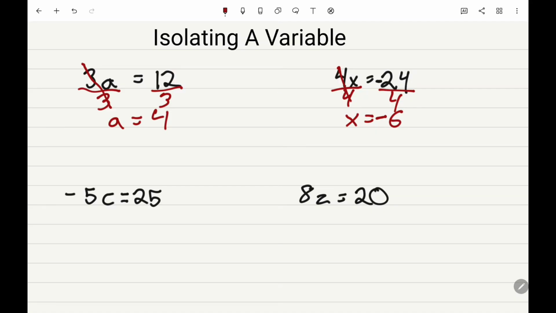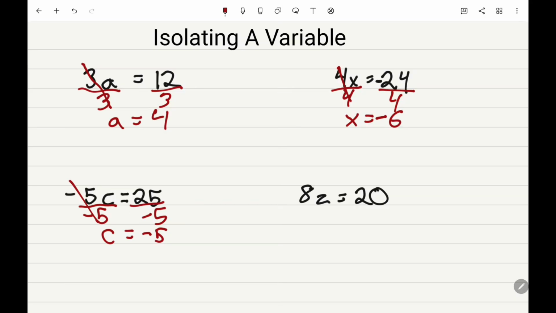Negative 5 times c equals 25. Same thing, to isolate the variable, since this is multiplication, we're going to go ahead and do division. So we're always going to divide by the coefficient, which is negative 5. So negative 5 divided by negative 5 is 1. So we have c is equal to 25 divided by 5, which is 5. And a positive divided by a negative is a negative. So c is equal to negative 5.